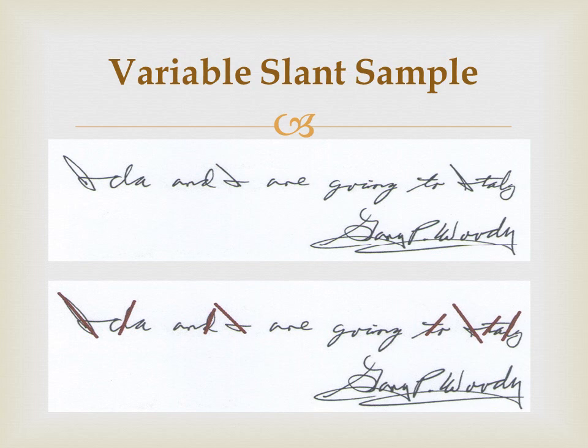The sample shown is an example of a variable slant. Again, the one below is the same sample but with red indicators illustrating these variable slants. You'll notice that the slants go in all different directions. In this particular sample, we have a combination of an extreme left slant, a vertical slant, and a moderate right slant, all in the same handwriting.